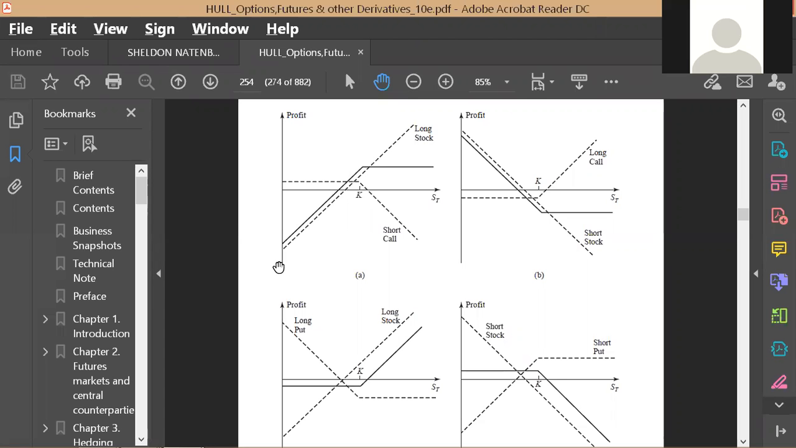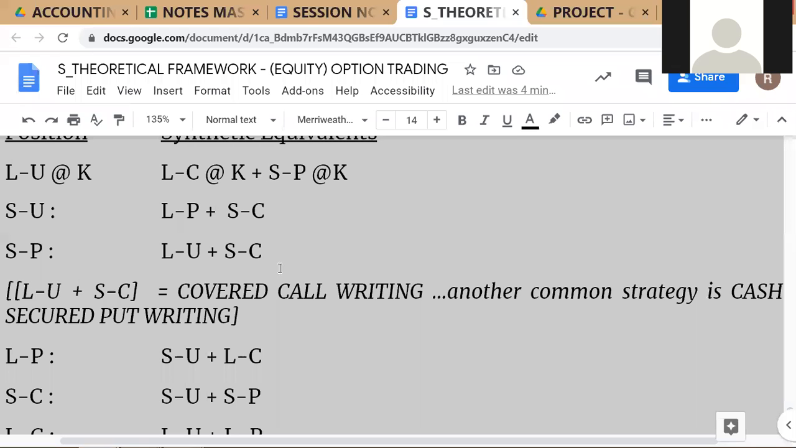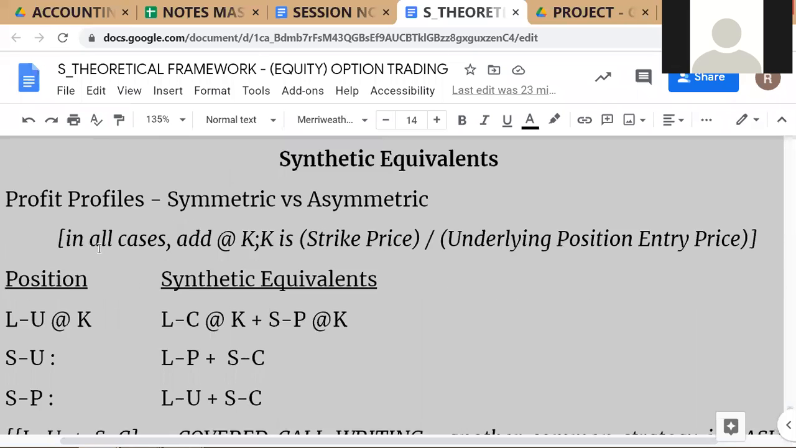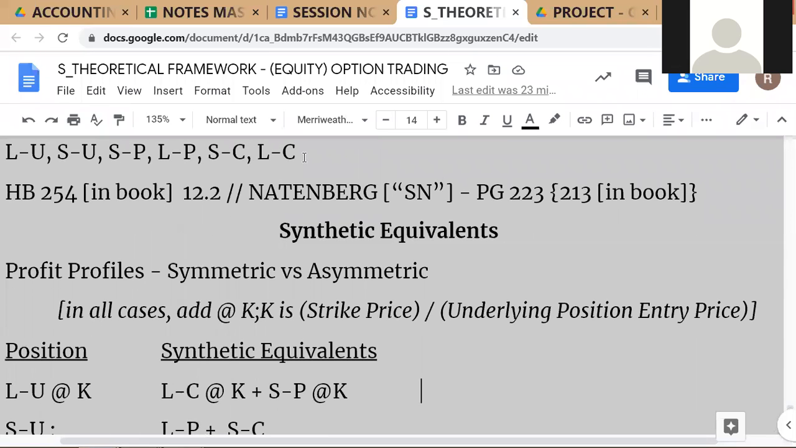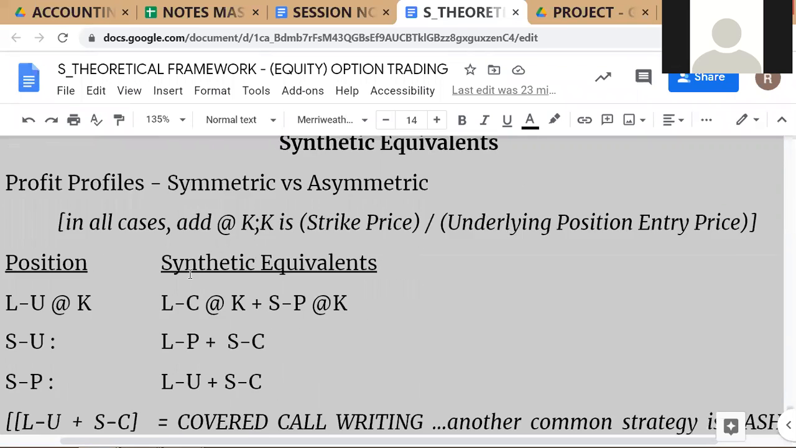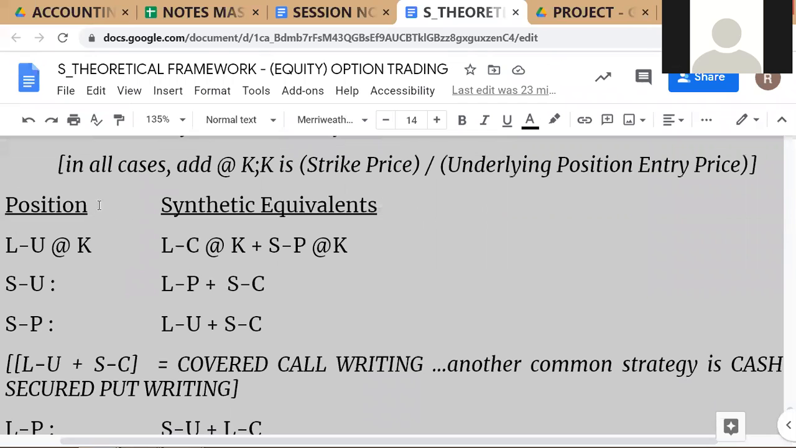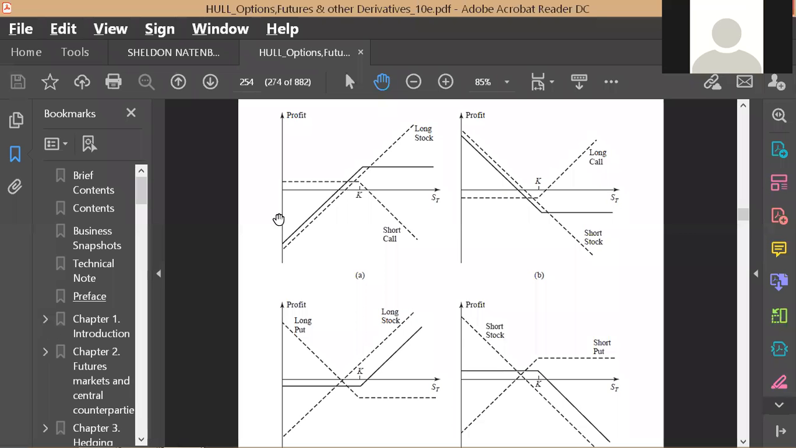Remember the exercise we are doing? We have constructed the 6 possible positions in options and underlying. Then we are going one by one, and we are saying, okay, if this is our original position, what portfolio will constitute the synthetic equivalent of this position? So we are going one by one. We did long underlying, short underlying, then we went to short put. And then we can go to this figure, which is short put here.